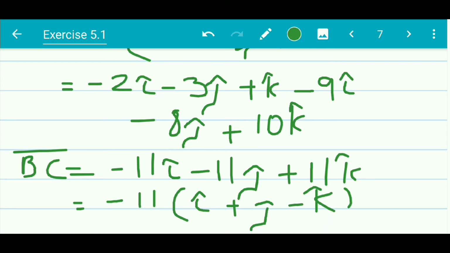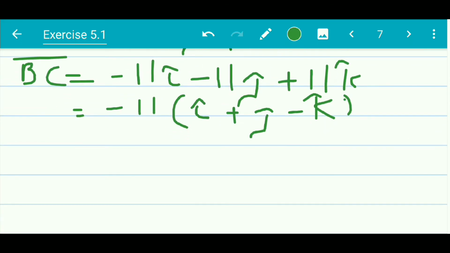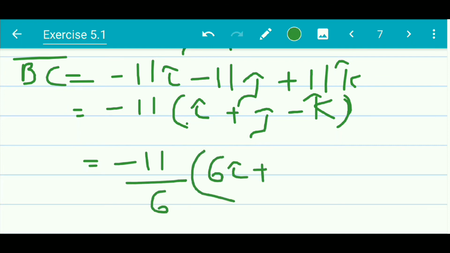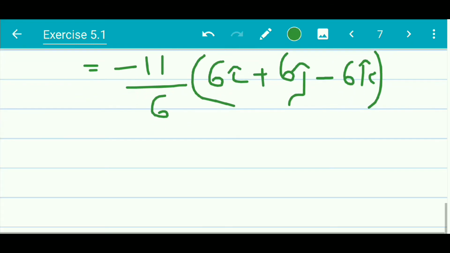Now here, suppose we multiply all the three terms in the bracket by 6. Then what do we have to do? Yes, we have to divide also by 6. So minus 11 upon 6 into 6i plus 6j minus 6k. Now 6i plus 6j minus 6k was actually AB bar, which we had got earlier. So therefore we can write that BC is equal to minus 11 upon 6 AB.